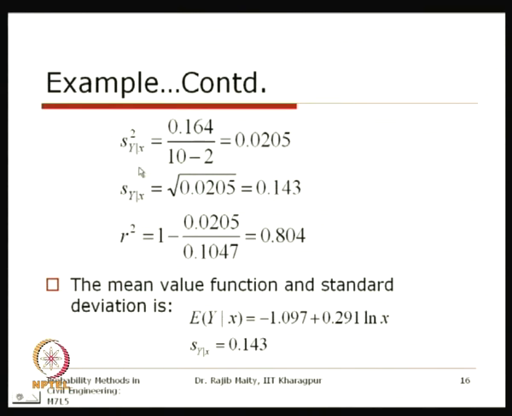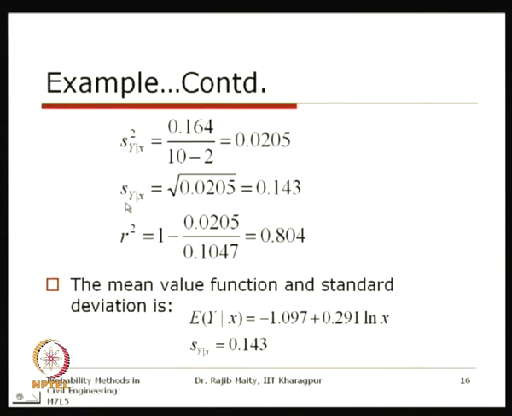Using that 0.164, we know the conditional variance of the target variable y is the sum of square error divided by n minus 2, where 2 means the number of input variables is 1, so 1 plus 1 is 2. We have just seen for multiple linear regression that it is the sum of square error divided by n minus m minus 1, so m plus 1 degrees of freedom are lost. Here it is 10 minus 2, so the conditional variance will be 0.0205.